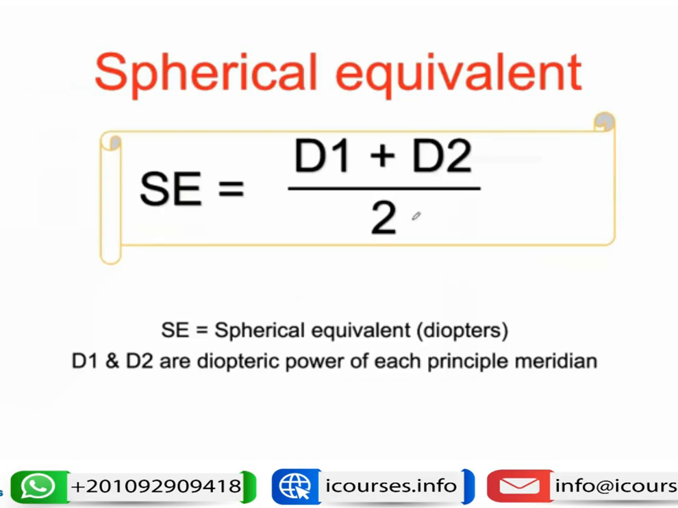So how can we calculate the spherical equivalent? This is also one of the common questions in the exam. The spherical equivalent can be calculated by knowing the dioptric power of each meridian. So for example, if we have a meridian here and a meridian here, this meridian has a power of -8 diopters, and this meridian has a power of +3 diopters. So the spherical equivalent will be the summation of these two powers, so it will be -5 divided by 2. So this patient should wear -2.5 spherical glasses.